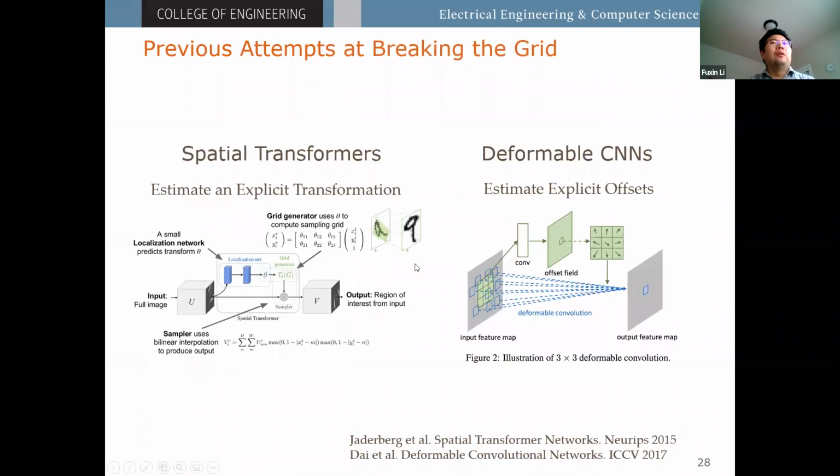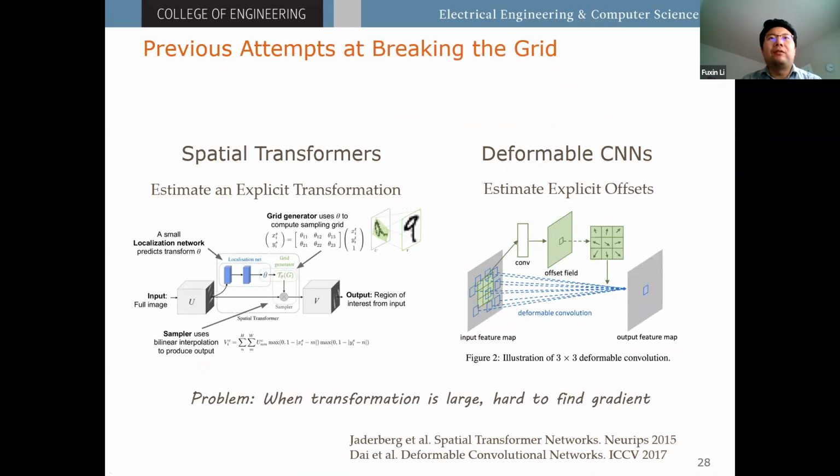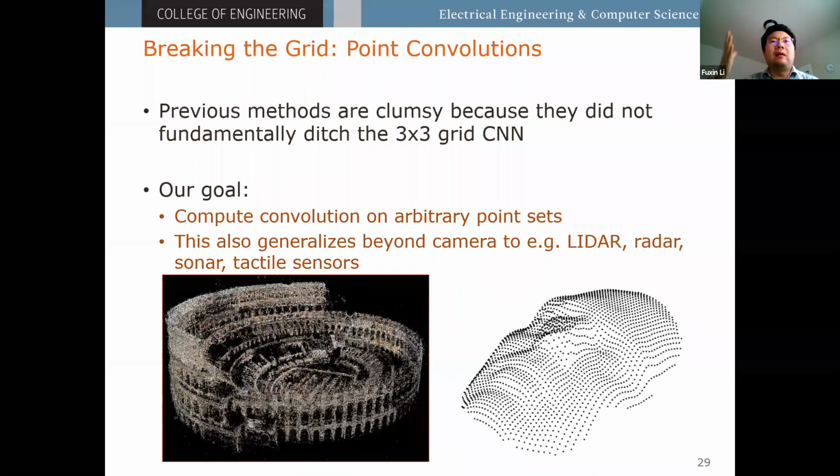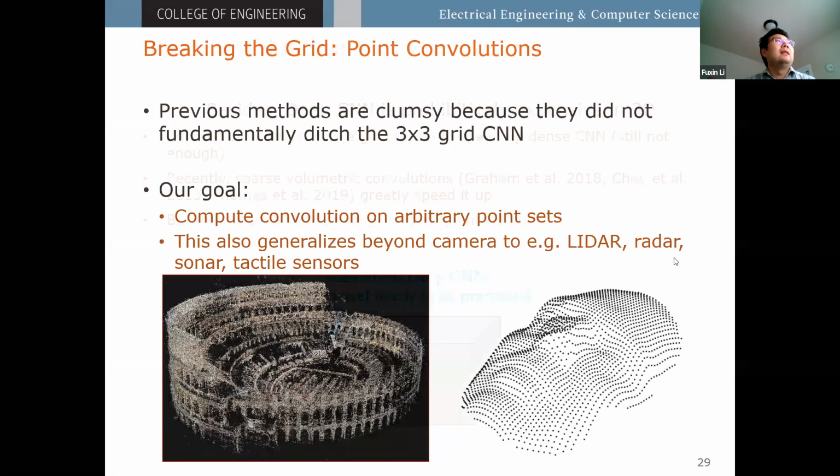Now, what we can do, we actually will skip those prior work. There are spatial transformers, deformable CNNs, but it works with small transformations, not large ones. Our goal is to compute convolution, not on those 3 by 3 grids, but on arbitrary point sets. So this would also generalize to beyond cameras, such as LiDAR, sonar, and tactile sensors.